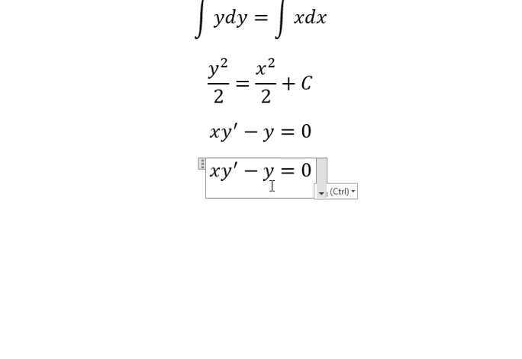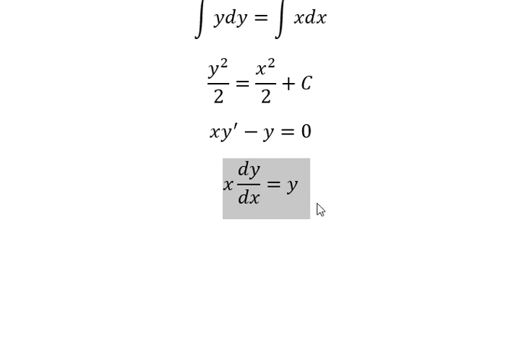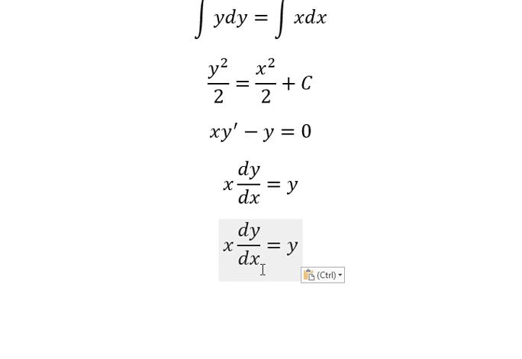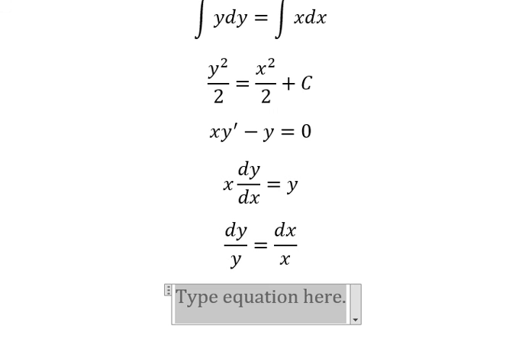So we put y to here. This one we change to dy over dx. So y we put on the left, dx and x we put on the right. Next, we put the integration for both sides.